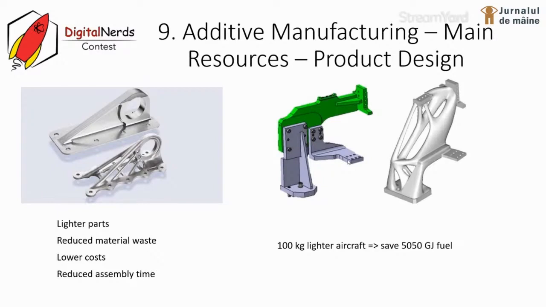And this technology also offers reduced material waste, because we add material instead of taking material away from a block. And this also implies lower costs and a reduced assembly time. And when I refer to reduced assembly time, for example, in the right photo, we can see an assembly which implies 3 parts. And after redesign and optimization, we use only 1 part.